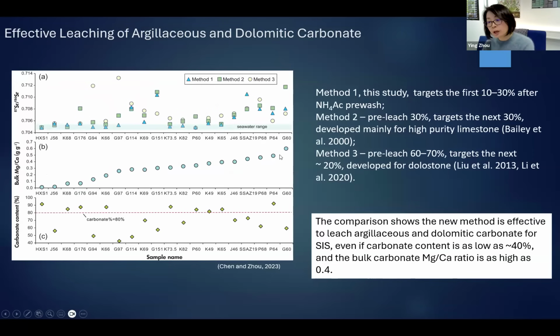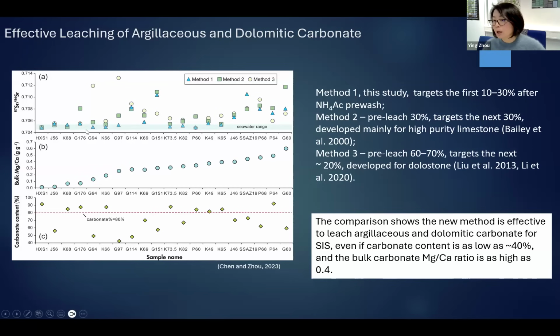20 samples through the whole range and with different carbonate content. And we use all three very established methods to compare their results and the effectiveness of gaining the most representative seawater strontium isotope ratio.